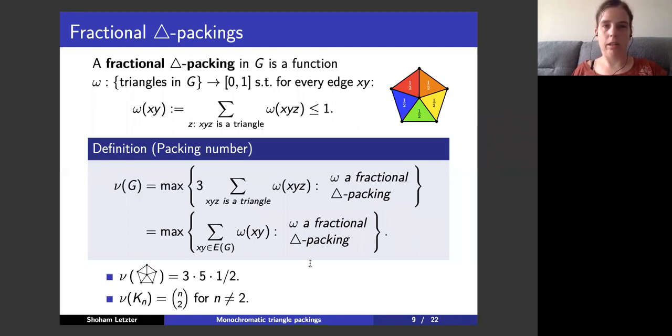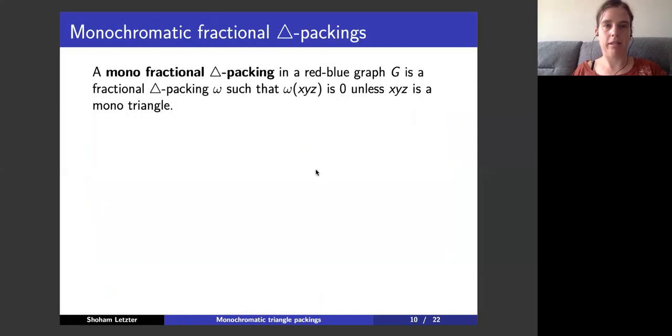Okay, so this was the fractional version of a collection of edge-disjoint triangles, but I want to look at the monochromatic variant of this. So a monochromatic fractional triangle packing in a red-blue graph G is just a fractional triangle packing omega where triangles that are not monochromatic receive weight 0. Or in other words, I'm only allowed to give non-zero weight to monochromatic triangles.